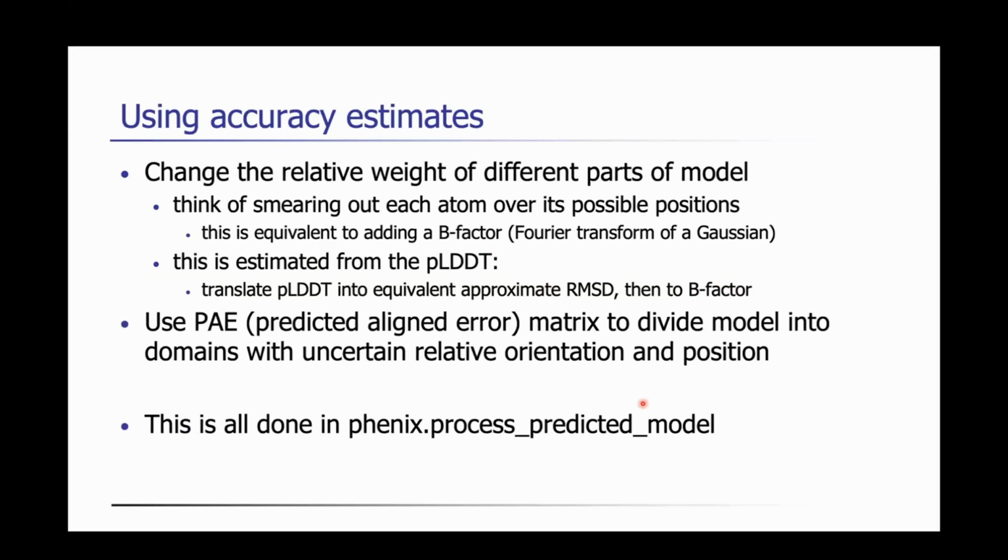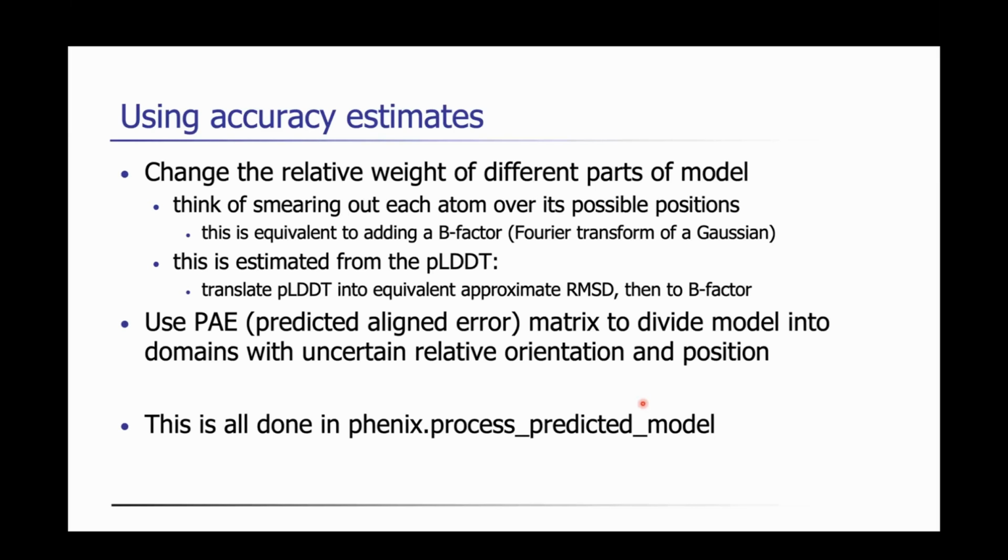So we use these accuracy estimates, and Tom pointed out that you can relate the pLDDT to an RMSD. There's a formula, we can translate it into an RMSD, and then in our model, instead of saying this atom is here, we say what's the RMSD of that atom, and if we smear the atom out over all of those possible positions, then on average the right position is going to have a reasonable density. So that's what we do. We smear out the atoms over the possible positions, translate the pLDDT into an RMSD, translate the RMSD into a B factor, and just stick in a B factor.